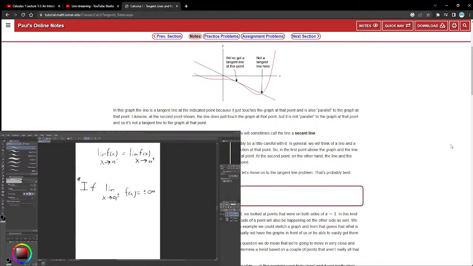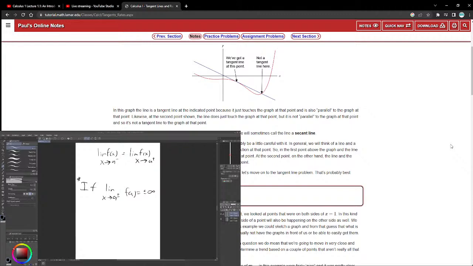We've used the word parallel a couple of times now, and we should probably be a little careful with it. In general, we think of a line and a graph as being parallel at a point if they are both moving in the same direction at that point. So in the first point, above, the graph and the line are moving in the same direction, so we say they are parallel at that point. At the second point, on the other hand, the line and the graph are not moving in the same direction, so they aren't parallel at that point.